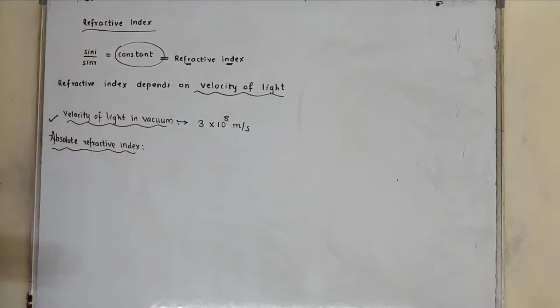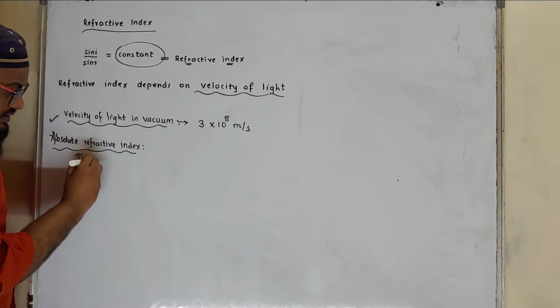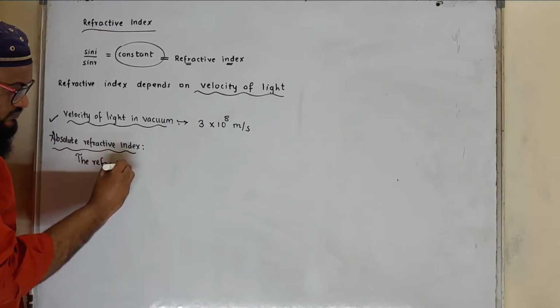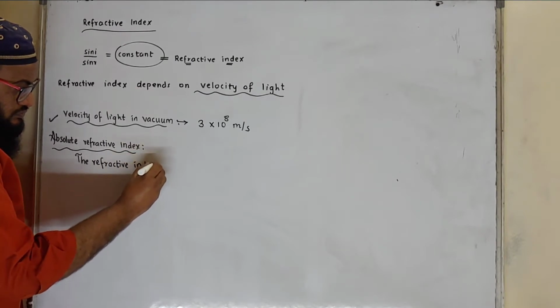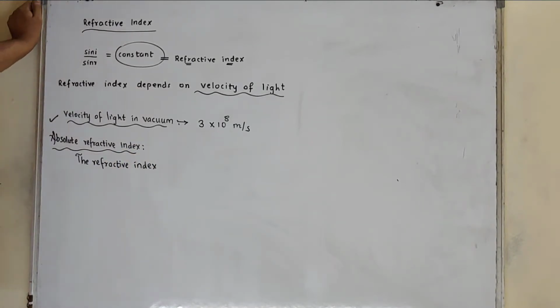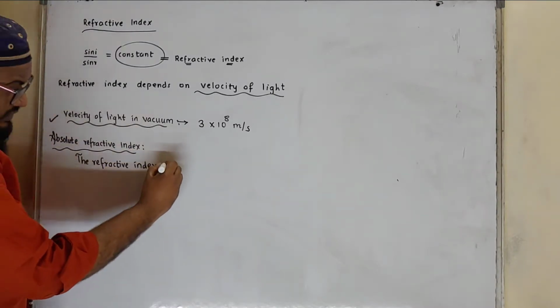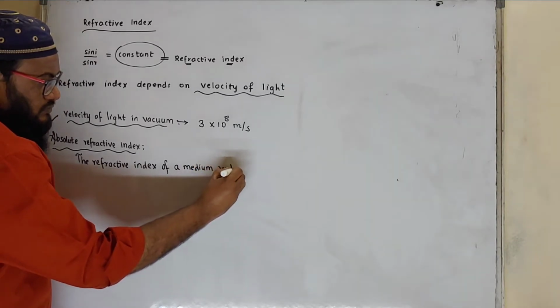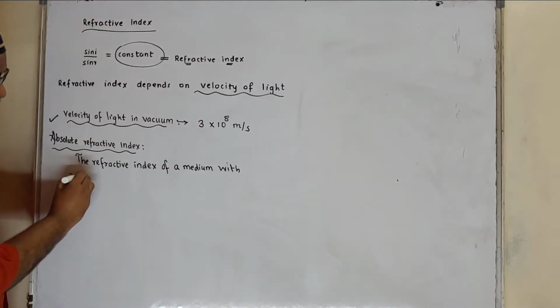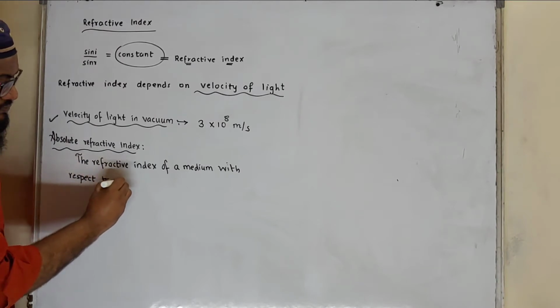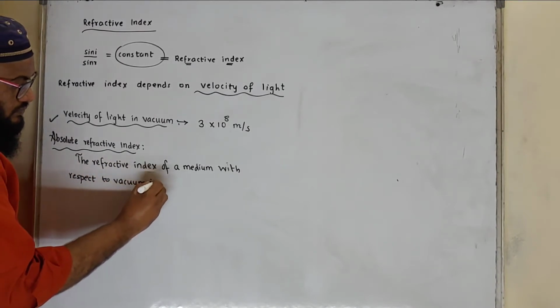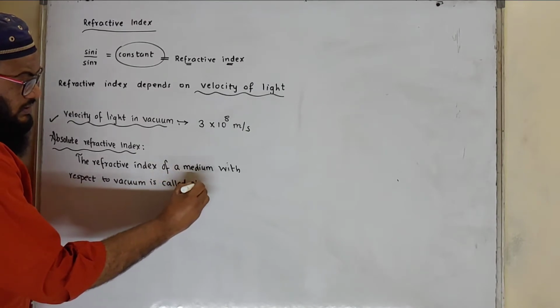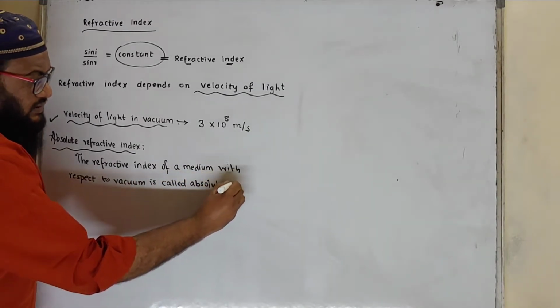Definition of absolute refractive index. We can say the refractive index of a medium with respect to vacuum is called absolute refractive index.